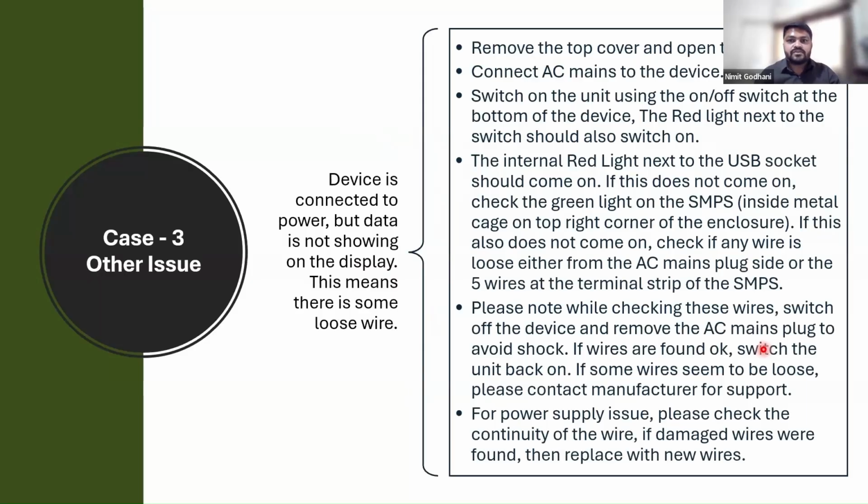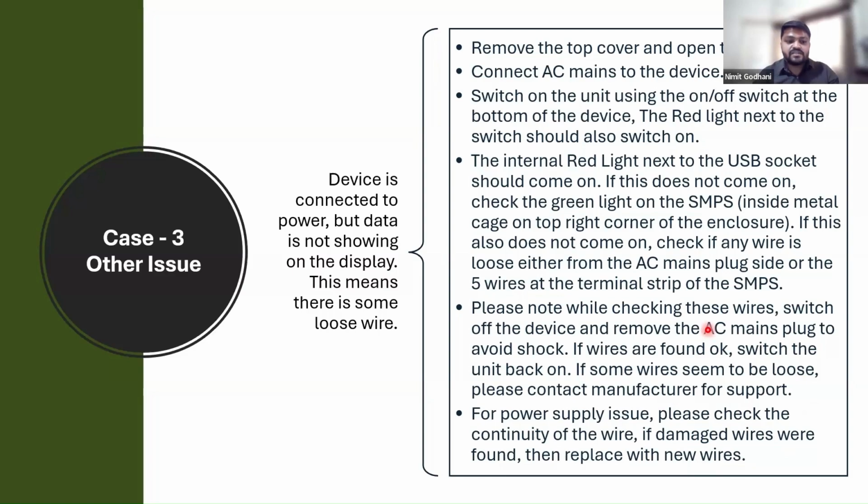Some other issues are also there. The device is connected, but data is not showing on the display. This means some wire connections are loose, or this kind of problem will come from time to time. So we dismantle the device, open the device, switch it on and switch it off.